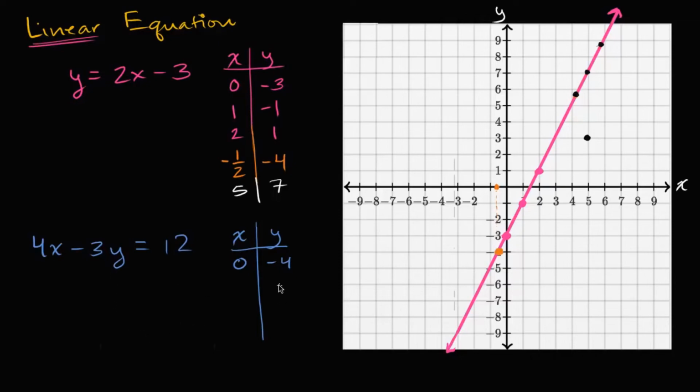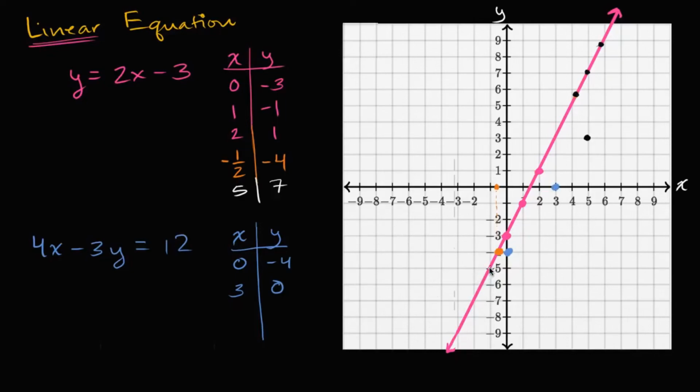And if y were to equal 0, then this is going to be 4 times x is equal to 12. Well, then x is equal to 3. And so you have the point 0, comma, negative 4 on this line, and you have the point 3, comma, 0 on this line. Did I do that right? Yep. So 0, comma, negative 4, and then 3, comma, 0. These are both going to be on this line.